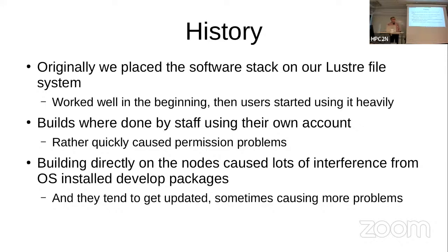Originally, we started with putting out that software stack on our Lustre file system because it was available. It worked well when we started testing, and then users came into the picture, and it started to get really slow and unusable. We were building with our own accounts, me and Lars. We ran into permission problems all the time, and since we were building straight off the nodes, we had problems with the operating system packages, which had lots of development packages back then.